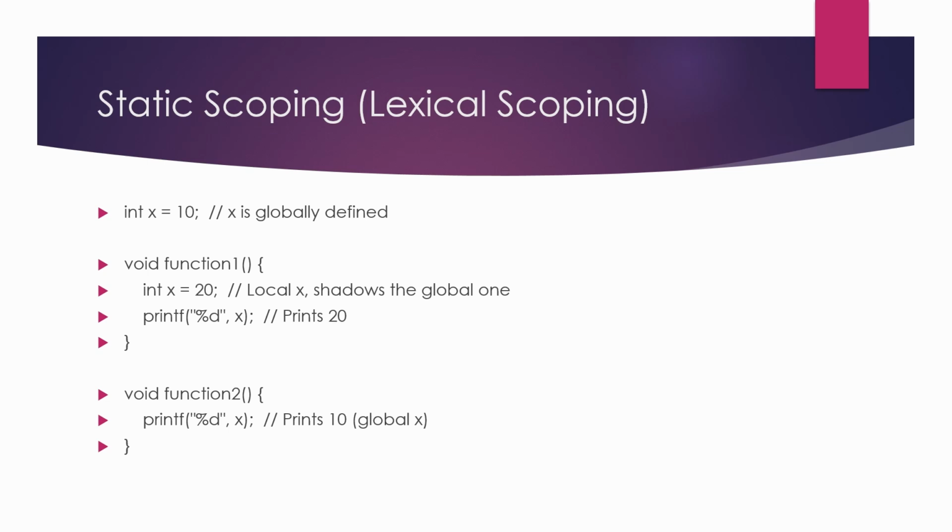Static scoping, also known as lexical scoping, determines variable binding based on the program's source code structure. This means that when a variable is referenced, the compiler will resolve it by looking at the position of that variable in the code. Let's look at an example from C. Here we define a global variable x and a local variable x within function 1. The local variable shadows the global one within function 1, but outside of it, the global variable x is used.